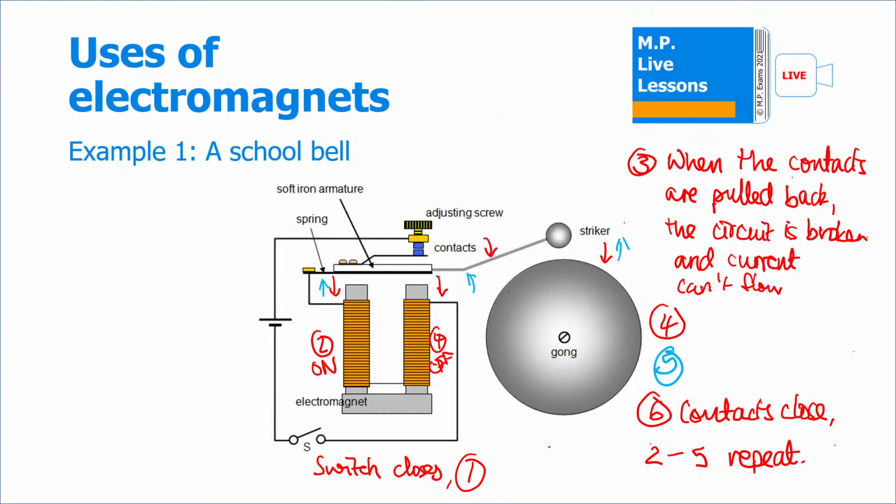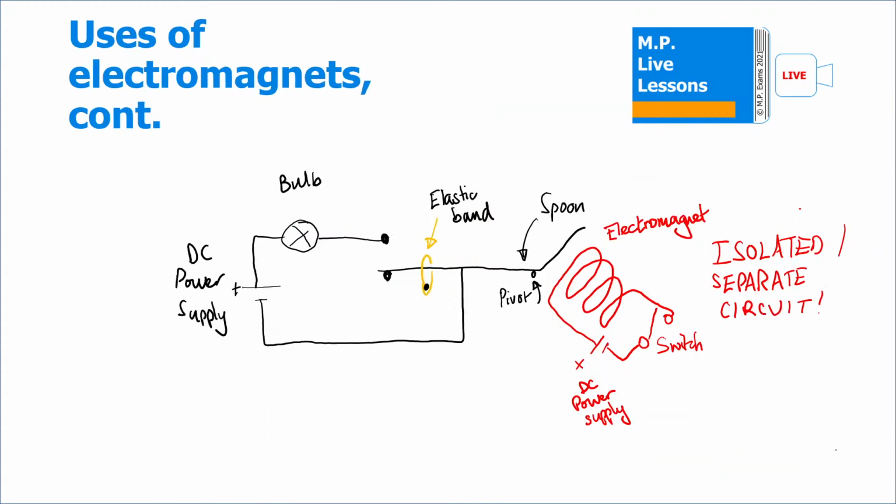Now, another good use of an electromagnet is relays. So we've got a diagram here. This works very similarly to the school bell. Let's say we turn this isolated, separate circuit on. We then get our magnetic fields, and that means this attracts the spoon and it'll start to turn it.